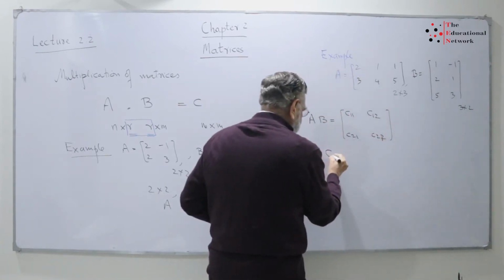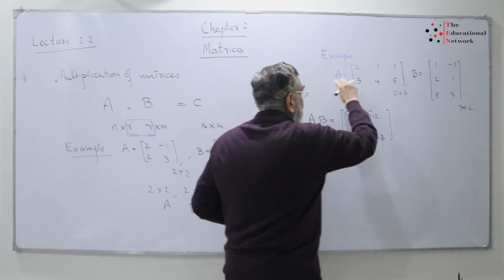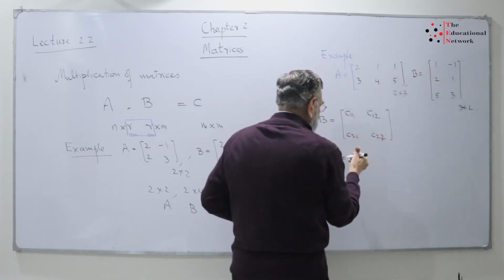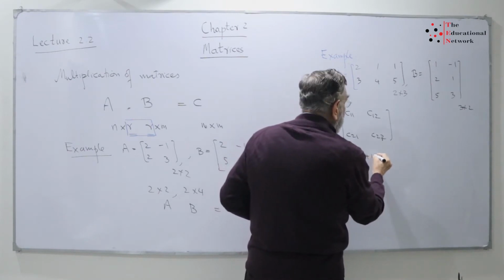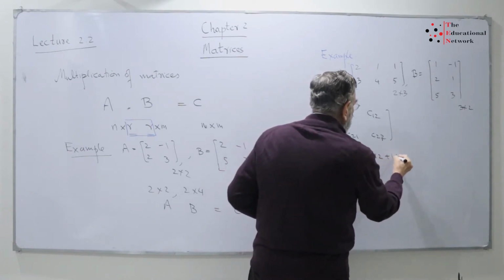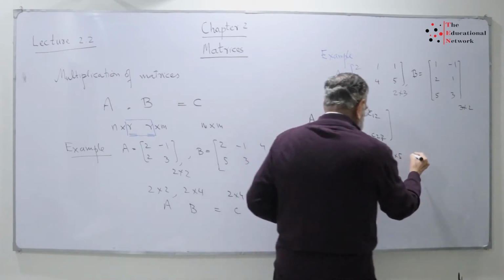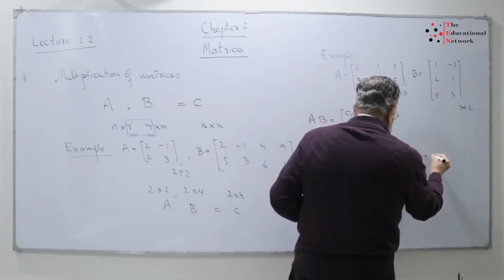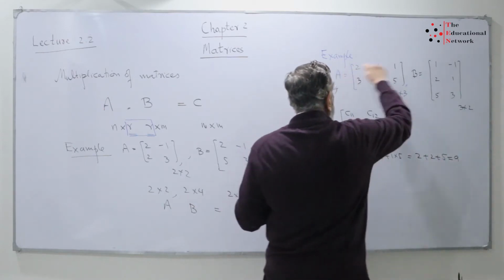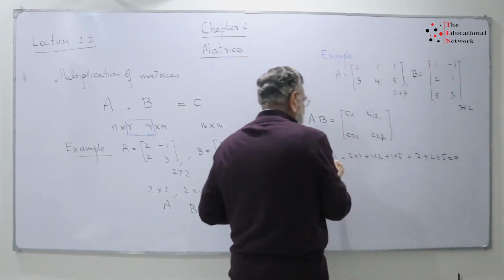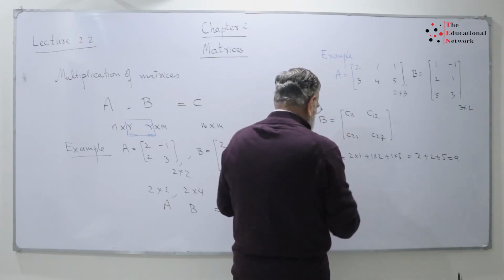What's my C11? My C11 is the first row multiplied by the first column. This is 2 multiplied by 1 plus 1 multiplied by 2 plus 1 multiplied by 5. So my result will be 2 plus 2 plus 5, equal to 9. I have taken this row and multiplied it with this column. This is my C11, first row, first column.